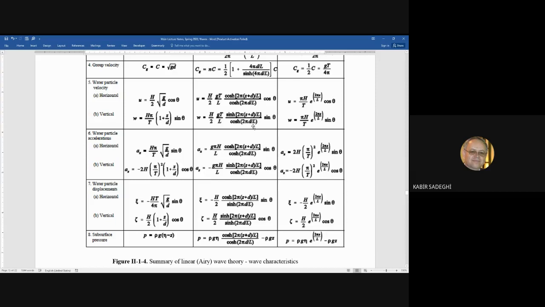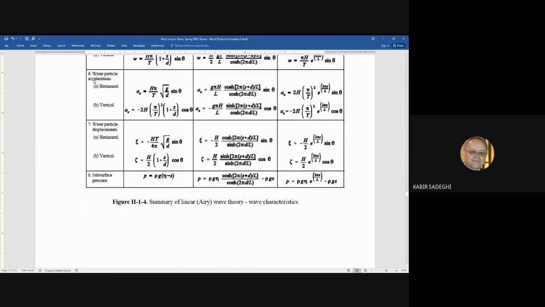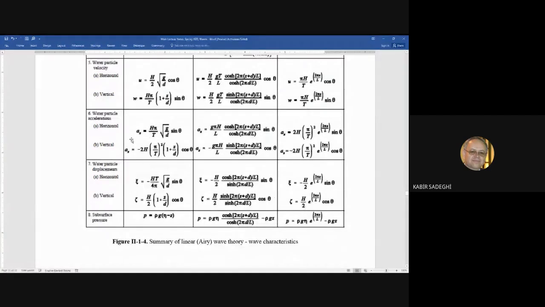For the other parameters, for example, water particle acceleration, horizontal and vertical, you have AX, AZ, and so on. Don't forget, because acceleration is the derivative of velocity, if we have cosine here, this is sine. If this is sine, this is minus cosine, and so on, everywhere. Derivative of cosine is sine, derivative of sine is minus cosine, and so on.